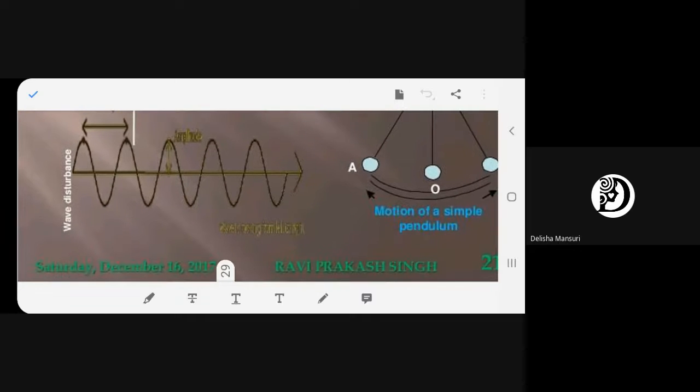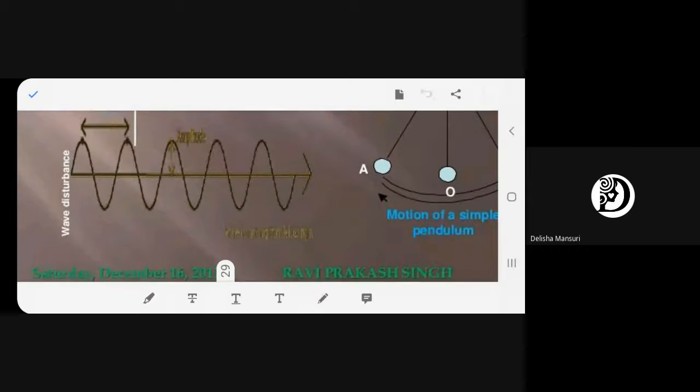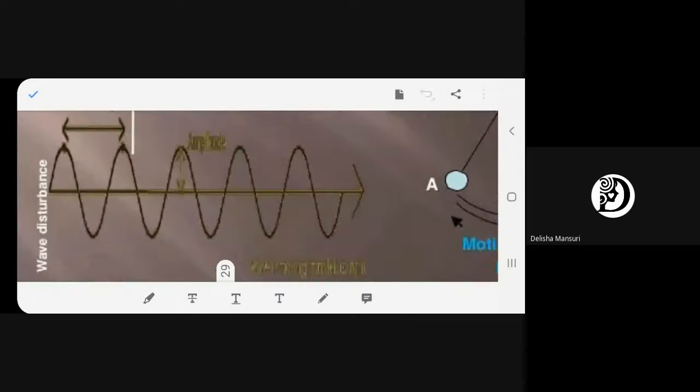Now, I have shown you that the sound travels in the form of waves, isn't it? Now, this is the mean value, the central line. This distance is called amplitude. So this is called amplitude. So have you understood this? The distance between the mean and the highest point of the wave is called amplitude.